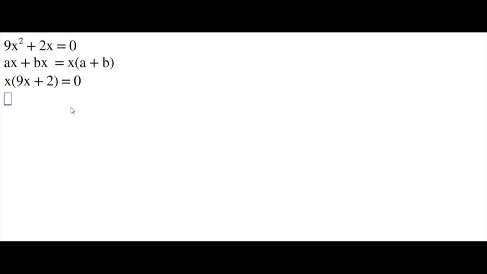So pretty much two values that make this statement true would be 0 and negative 2 over 9.